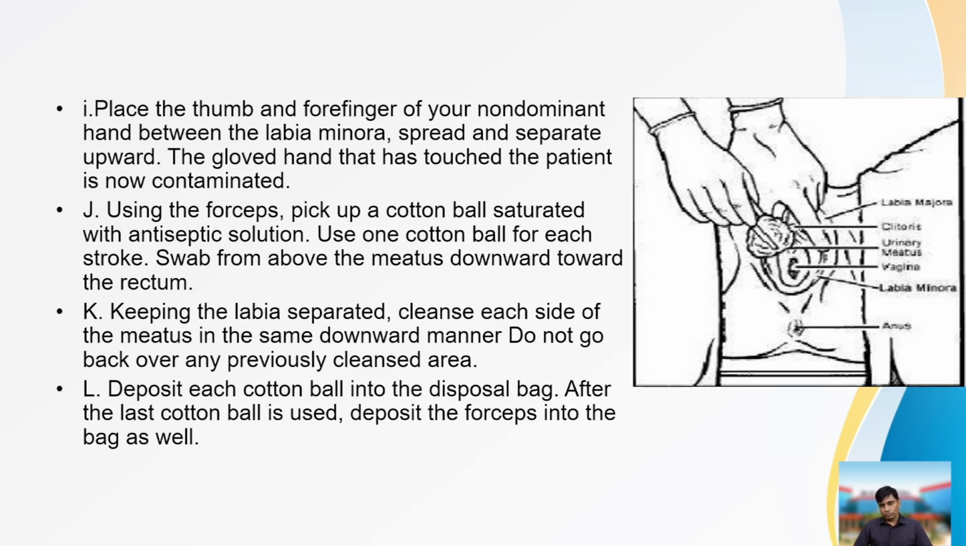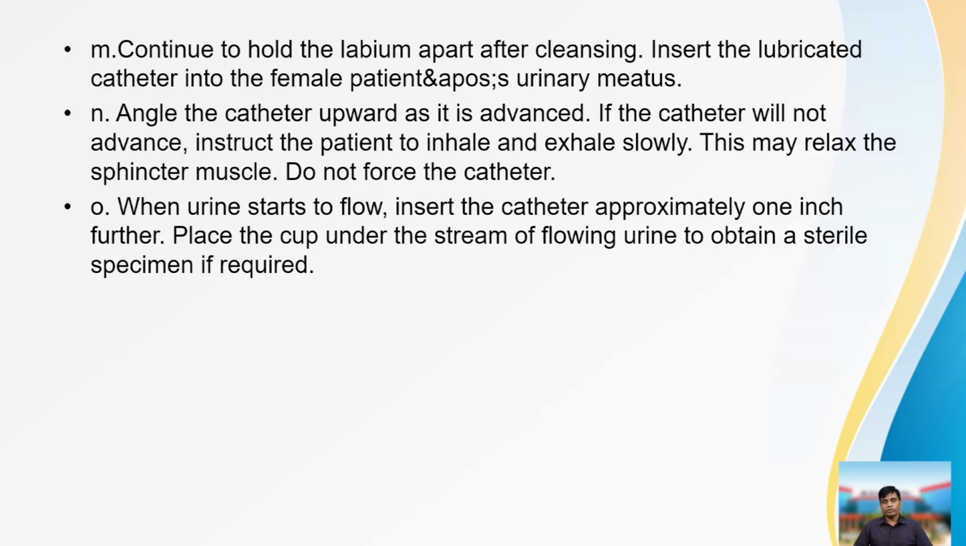Next, keeping the labia separated, cleanse each side of the meatus in the same downward manner. Do not go back over any previously cleansed area. Next step, deposit each cotton ball into the disposable bag. After the last cotton ball is used, deposit the forceps into the bag as well. Next, continue to hold the labia apart after cleansing.